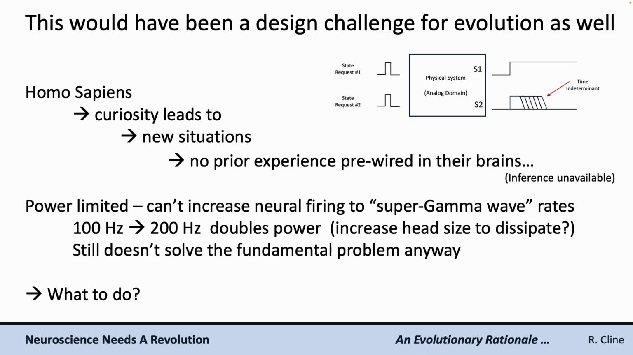Humans by nature have curiosity and are constantly getting into new situations where no prior experience is coded in the brain. If we increase neural firing rates to, for instance, a super gamma wave frequency that increases the power, we would probably have to increase our head size, and it still doesn't solve the fundamental problem anyway. So, what to do?